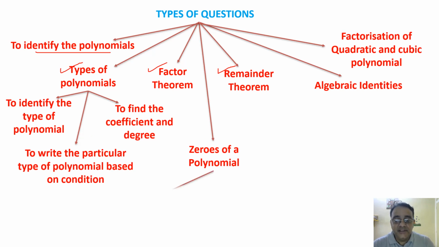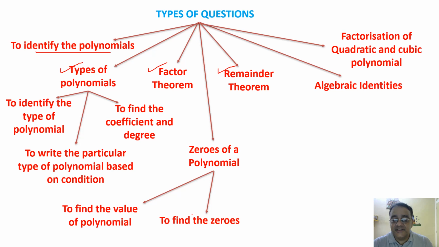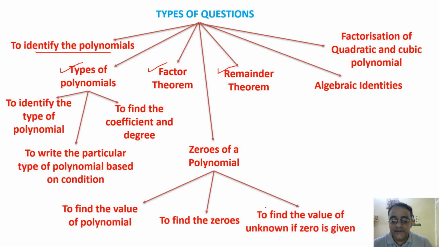Now we'll move towards the zeros of a polynomial. First type is a very direct question, to find the value of a polynomial. The second one is to find the zeros. And the third one is to find the values of unknowns if zeros are given. And the last one is to check or verify the zeros. So these are the different types of questions under zeros of a polynomial.